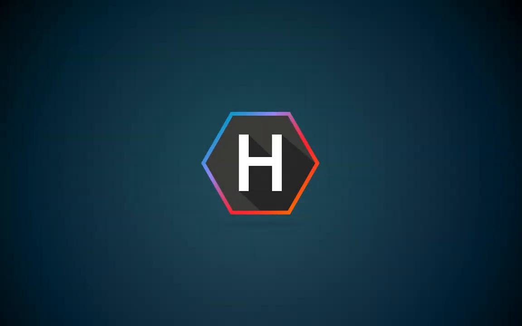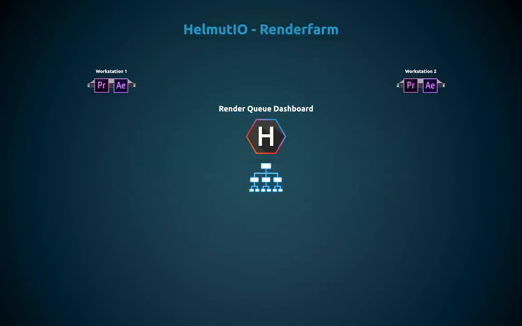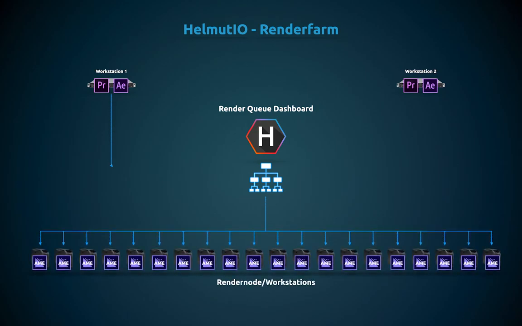Welcome to this session, where we will be looking at HelmutIO, the module which will take care of all your import, export and render jobs. A big advantage of using Helmut 4 is the ability to set up Adobe Media Encoder render nodes and move the rendering of files and sequences away from your local machine.